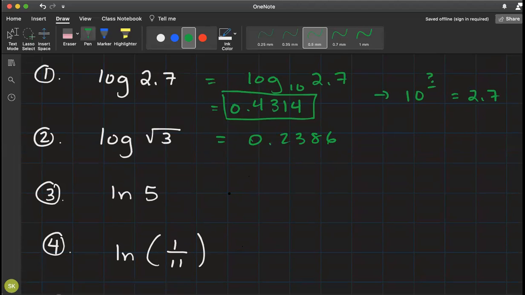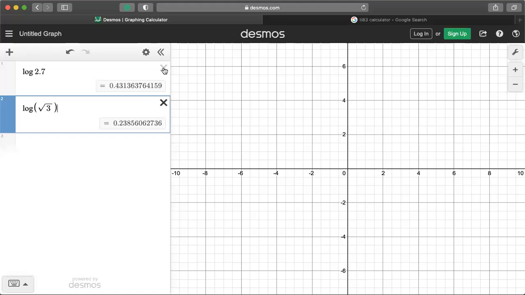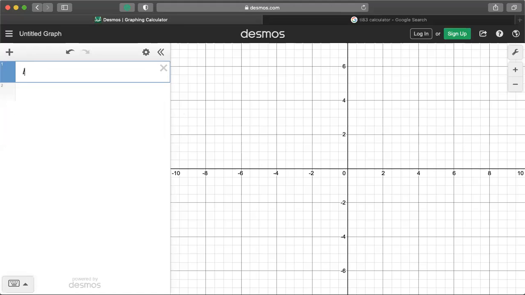Now let's talk about the ln. I'm going to show you how to type that into Desmos, and also I'm going to show you the button on the TI-83, which on any other graphing calculator you should be able to find. It's going to be something similar. So let's go back. We're trying to find ln of 5. So let's erase these. And I'm just going to type ln like that, and then you can put parentheses if you want, you don't have to. So you'll get ln of 5 is 1.609, about that. So that's what we're going to write down in just a second.